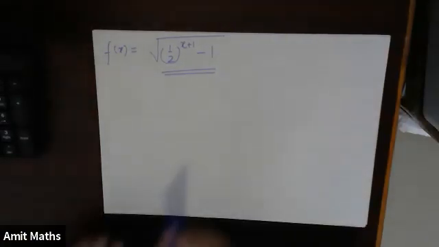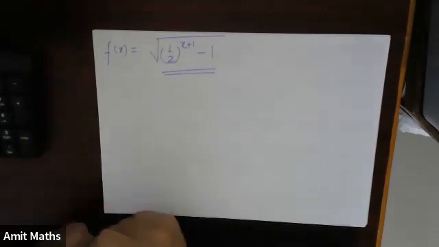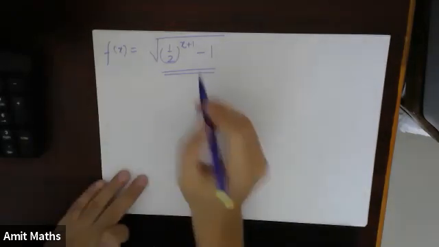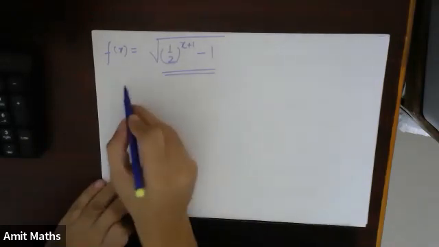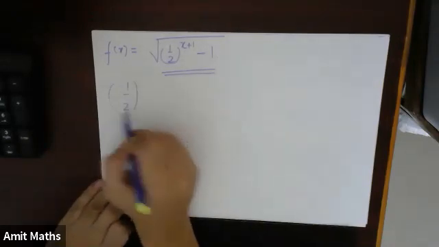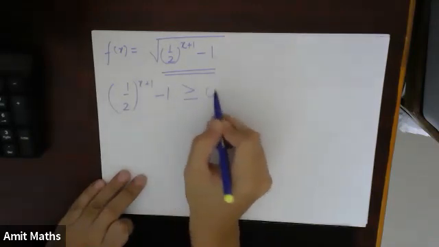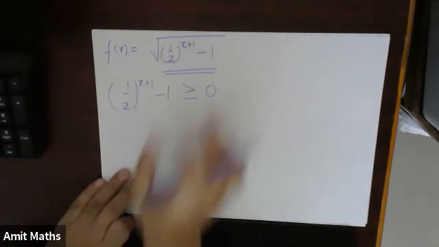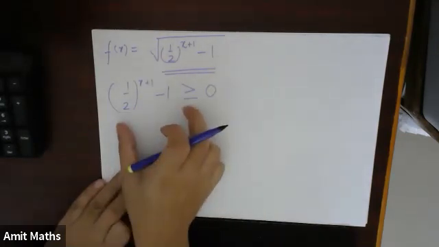Okay, let's see. I think you must have got this. This is also something like Webiker. We have to just check that whatever is inside should be greater than or equal to 0. So 1 by 2 to the power x plus 1, minus 1, should be greater than or equal to 0, because this whole thing is under root. So this whole part has to be greater than or equal to 0.